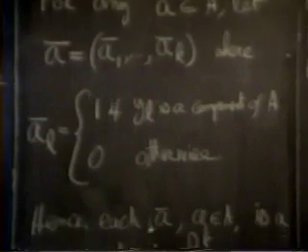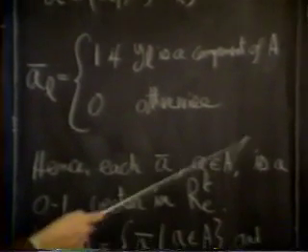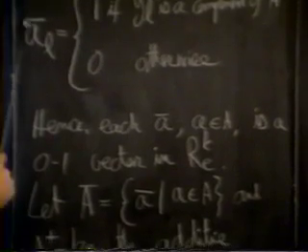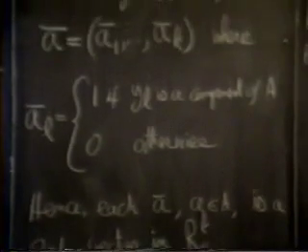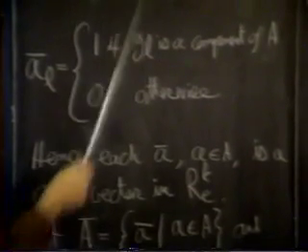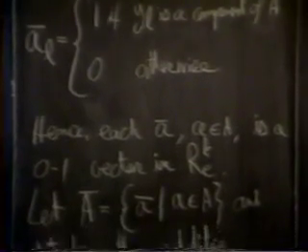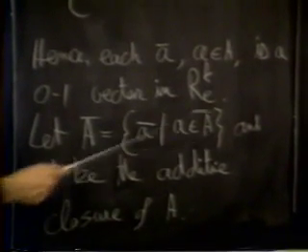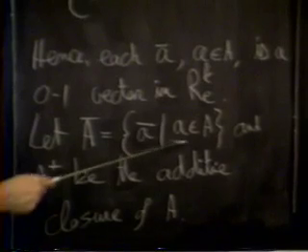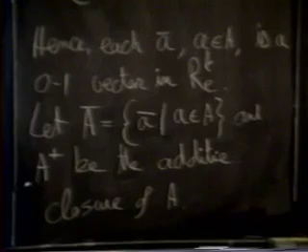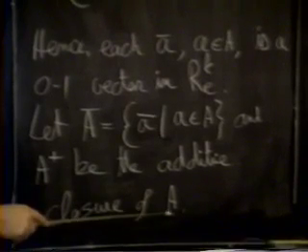Hence, each A bar, where A is an element of A, is a vector over {0, 1}. The components are either 0 or 1. It's a K vector over {0, 1}. Let A bar be the set of all those vectors, so it's the set of all A bar where A is an element of A, and A plus be the additive closure of A.